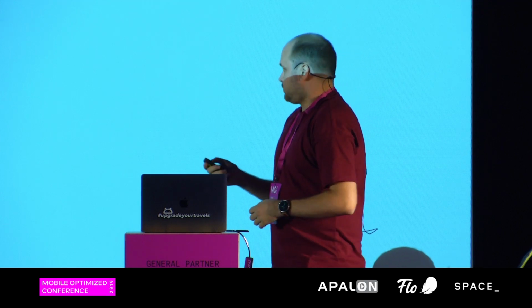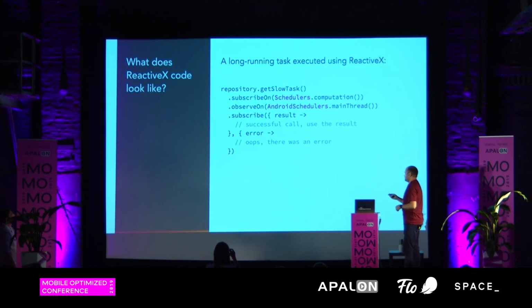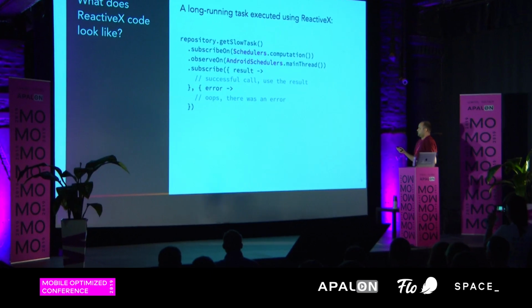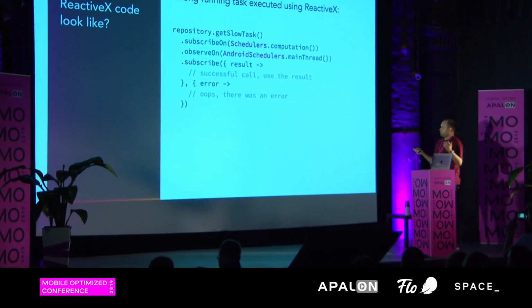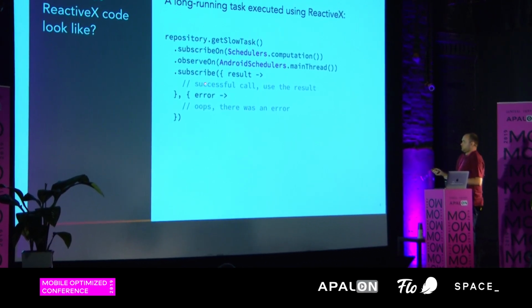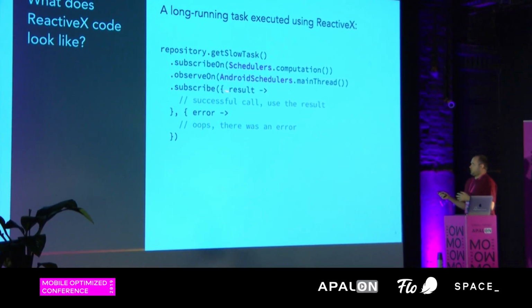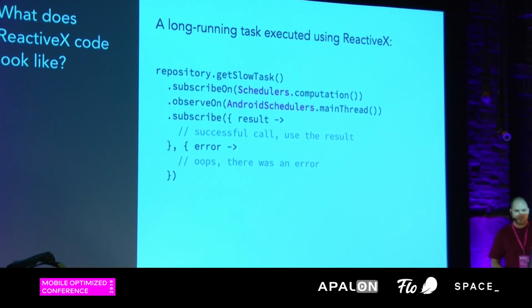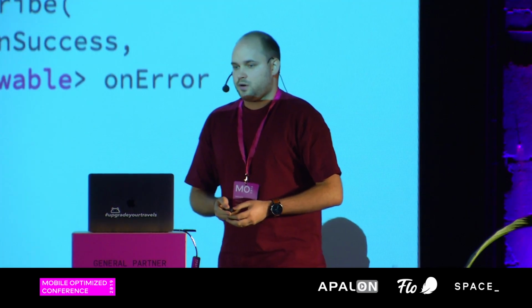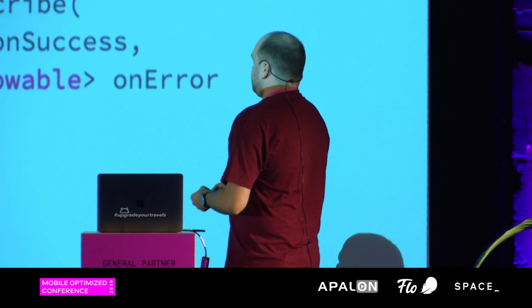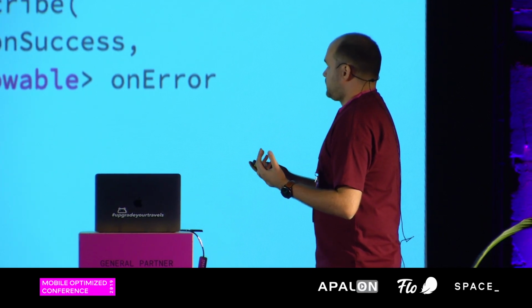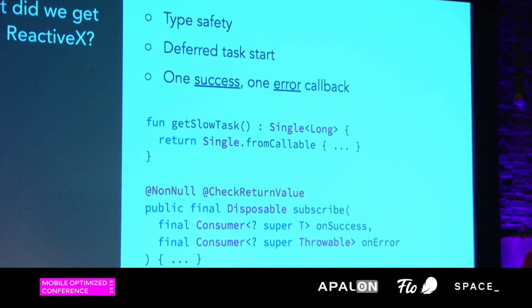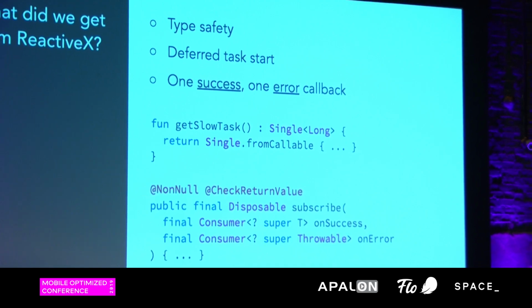So this is how the Rx code looked. We had some slow task going on, and then we would specify where to run these tasks, and then where to get the result or the error. And in this functional way, you get one place to handle your success results and one place to handle your errors. So it was kind of convenient. What we got from it: we basically got type safety, we got deferred task starting, we had exactly one success callback and one error callback. So this is all pretty good.